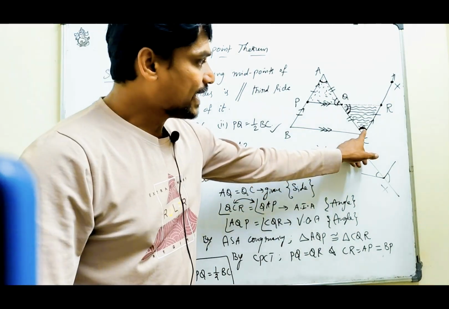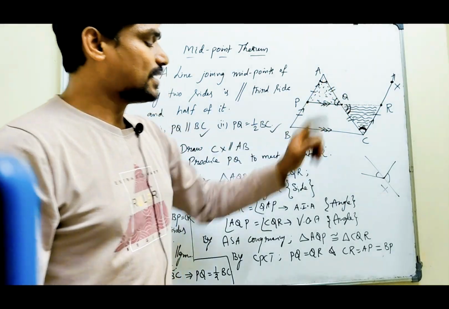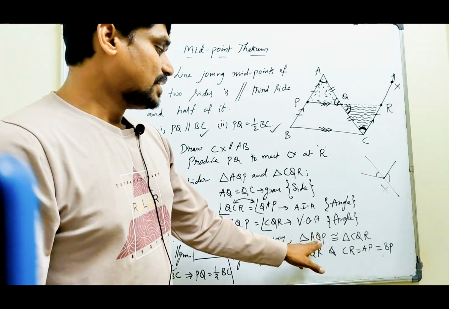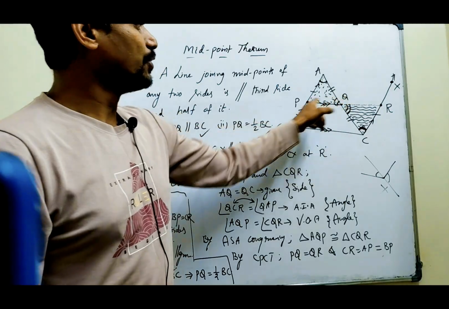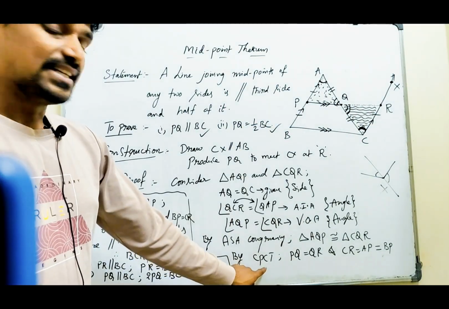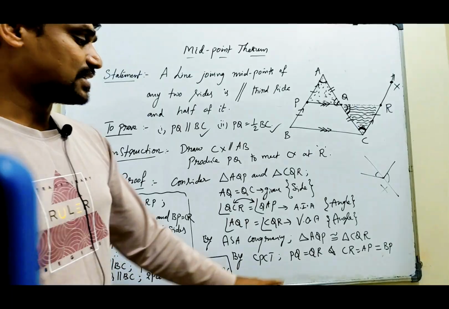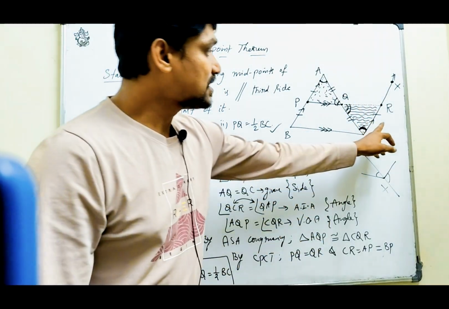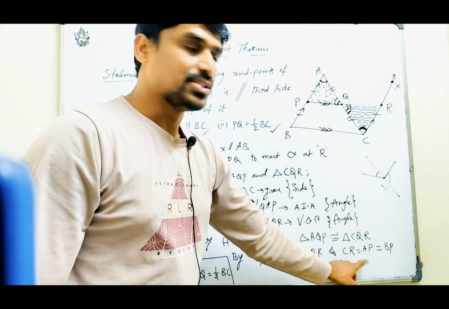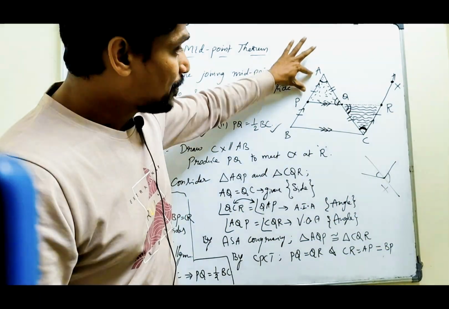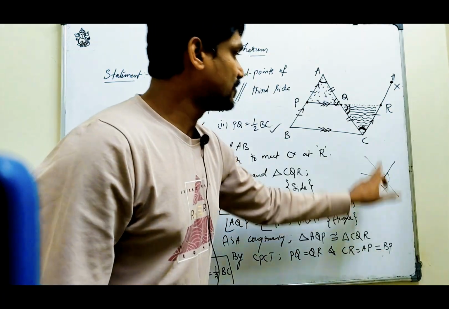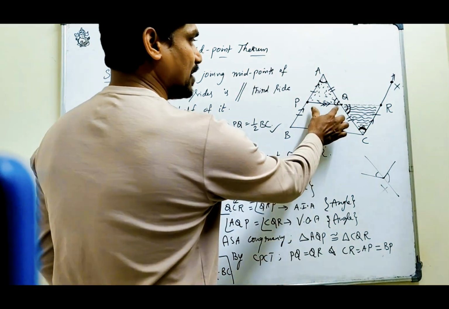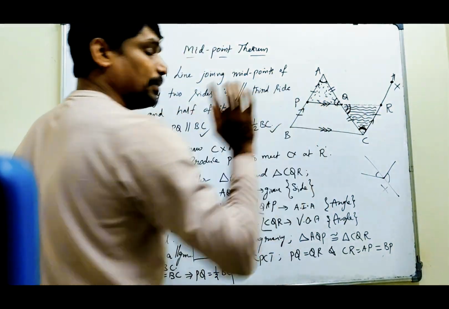If you clearly observe, angle side angle. By ASA congruency, we can say triangle AQP is congruent to triangle CQR. By CPCT, corresponding parts of congruent triangles, PQ is equal to QR, these two sides are equal, and also CR is equal to AP, which is nothing but BP, so indirectly CR is equal to BP. Okay, so now what did you get? PQ is equal to QR, and CR is equal to BP.